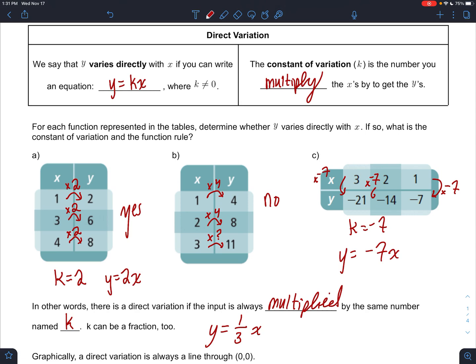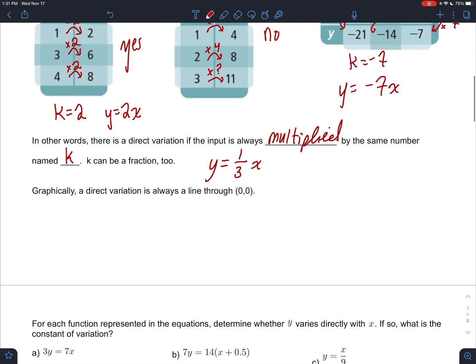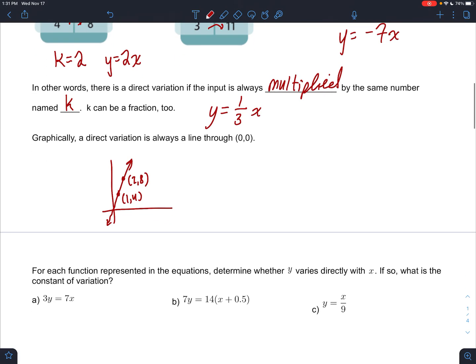Has that form. Okay? And we're going to look at this graphically, but a direct variation is also a straight line through the origin, 0, 0. So that would look something like this. Okay? So what we're saying is like every point on here, so say this is like 1, 4, this is 2, 8, and so on. If the x is multiplied by the same number every time, it's a direct variation, and it forms this sort of line. Okay? Talk about that in a second.